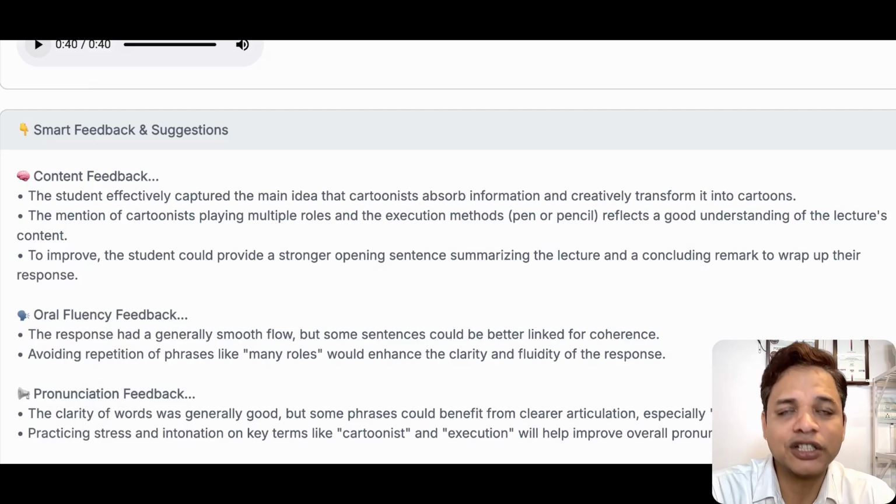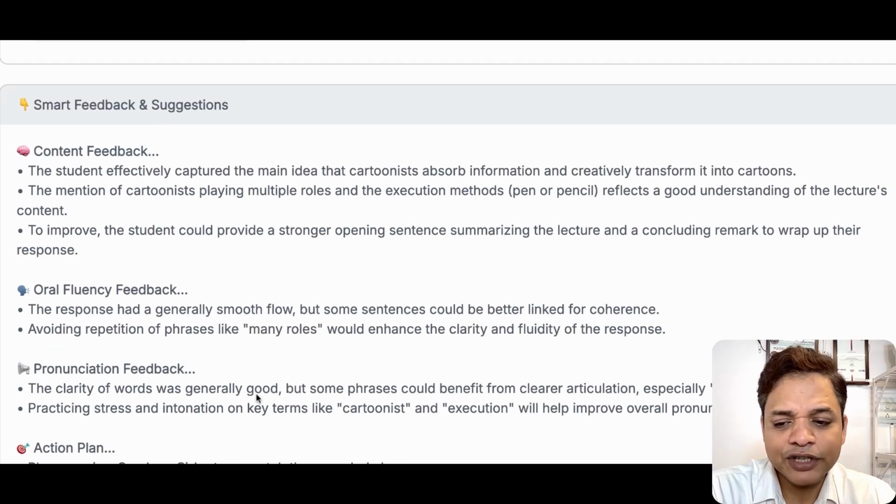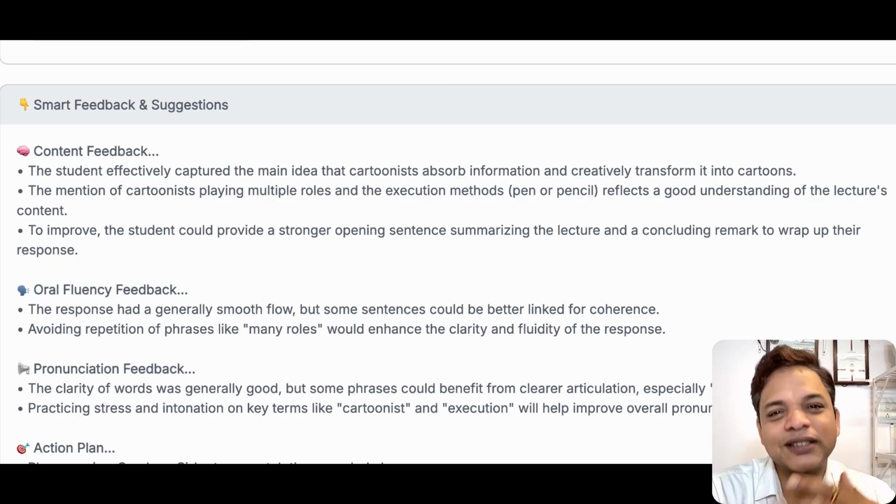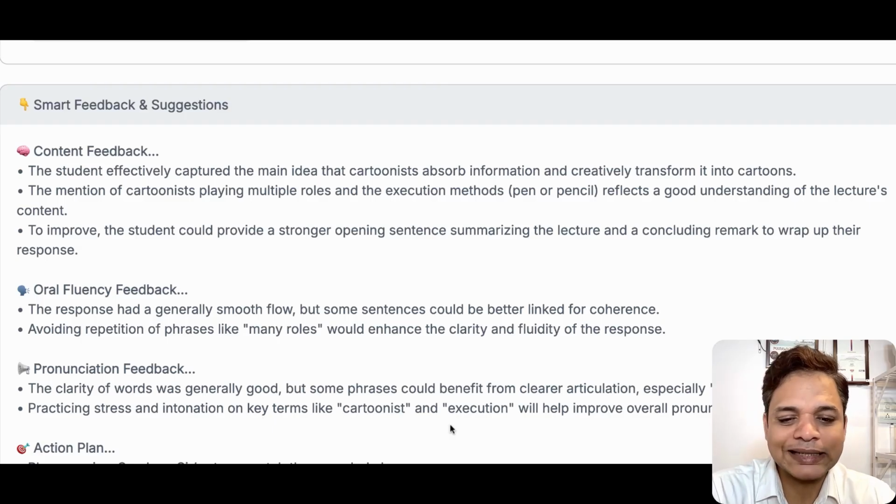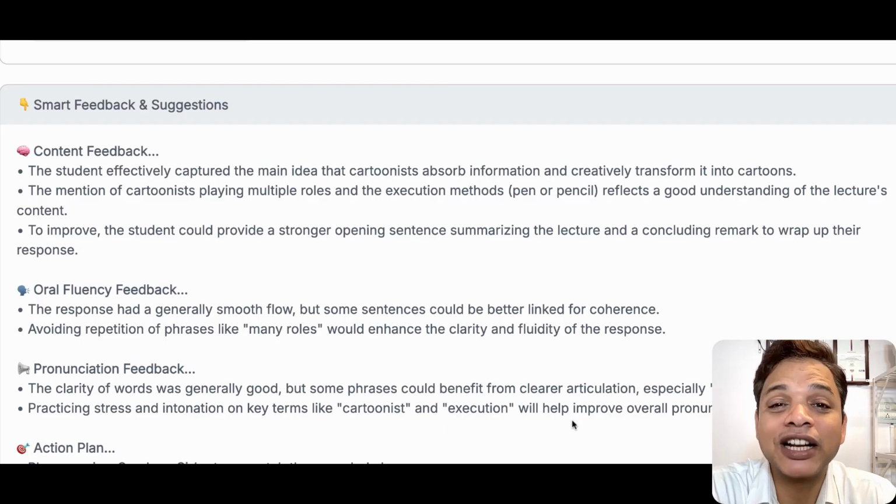If you give long gaps, it is not good for you. Okay, coming back to this one. Pronunciation feedback: the clarity of the words was generally good, but some phrases could benefit from clear articulation, especially modus operandi. Modus operandi could have been better, I think. That was not in the audio. This is my word. Practicing stress, intonation, cartoonist, execution will help improve the pronunciation score.